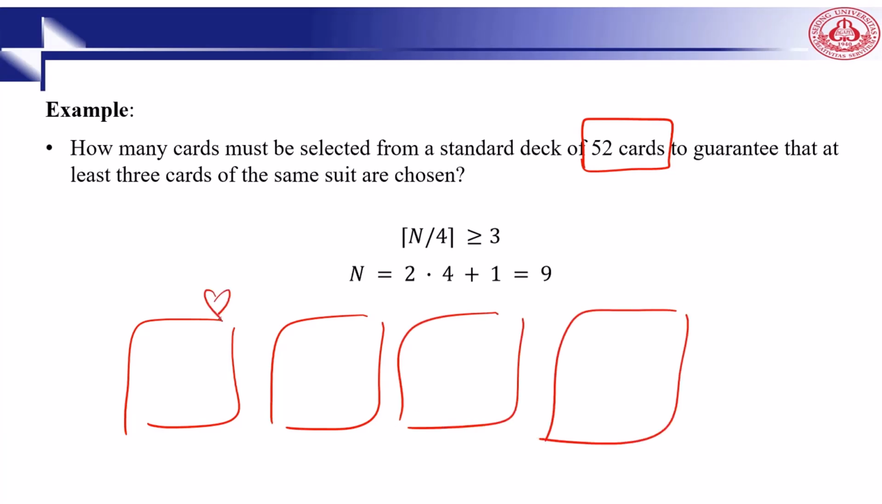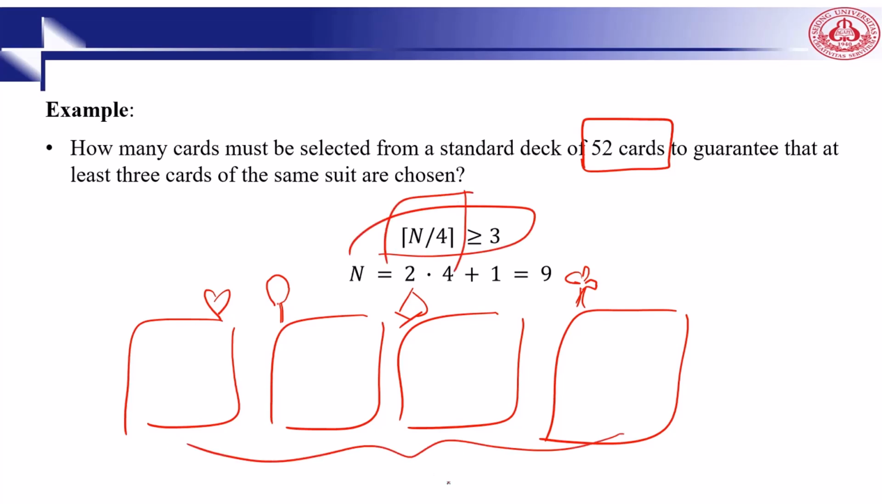And in here we have hearts, spades, diamonds, and clubs, suppose. Then we use the generalized pigeonhole principle, which tells us at least one box contains the ceiling of n divided by 4, because we have a total of n cards, and they are divided into 4. So at least one box contains at least 3 cards of one suit. It means the smallest integer n such that the ceiling of n divided by 4 is at least 3 is 2 multiplied by 4 plus 1, which is equal to 9.